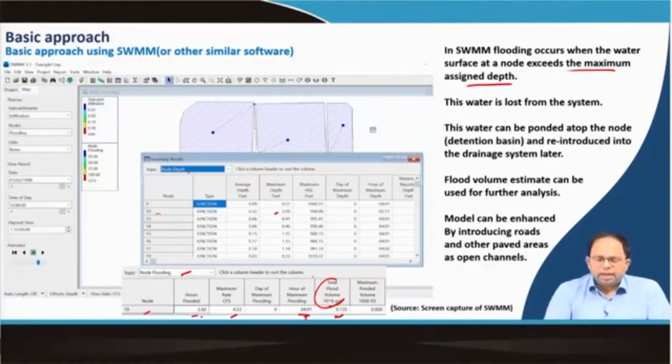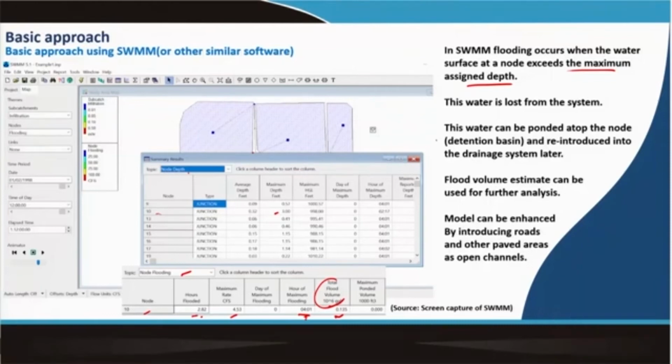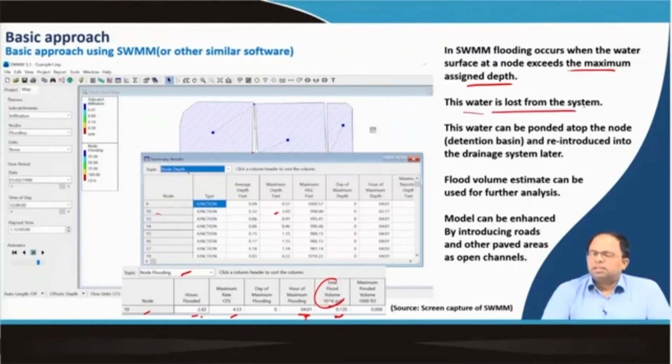Once you know that at a particular node there is flood, then usually in SWMM, in further calculations, we don't look into this. That means the water is lost from the system, and we don't consider it further. But this water could be considered as ponded, that means gathered on top of the node or detention basin and reintroduced into the drainage system later. So, this water will be ponded over that particular node because there is excess water, and it could be reintroduced into the drainage system later on.